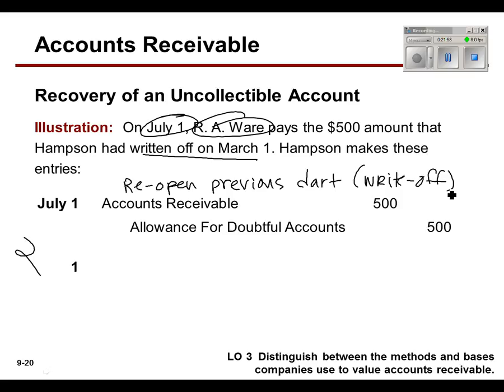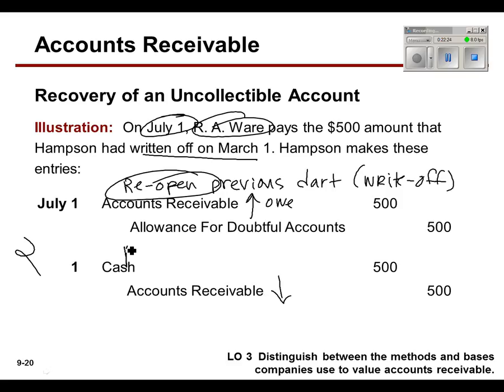So now AR is going to go back up because he technically didn't owe us, but now he owes us again. And then we have to put more money back in the allowance for doubtful. And then we can turn around and take his $500 cash and quickly repay the bill. So it's a wham wham because now AR went down. We had to first reopen his account so we could pay the account. So here's to reopen and then here's to pay.